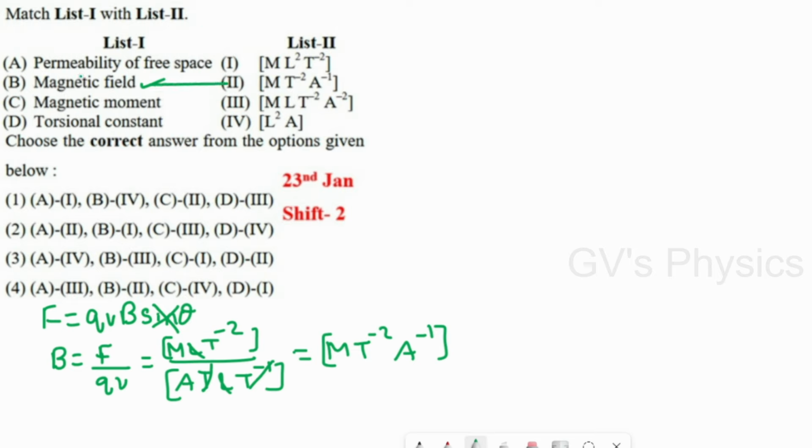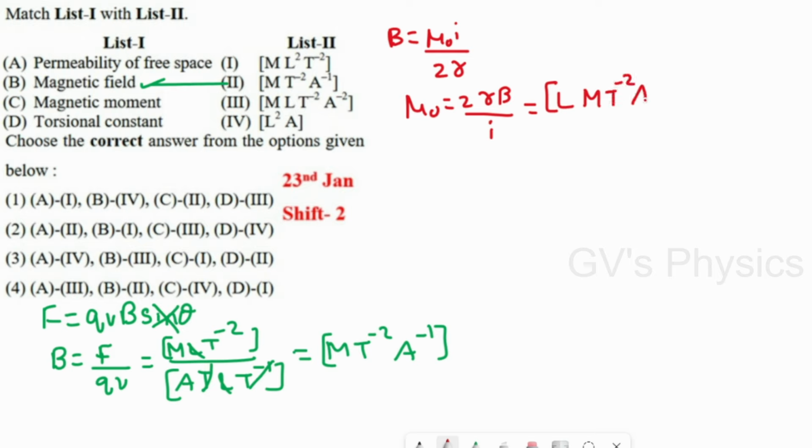Next we have to find permeability of free space. For that, I'm going to take the formula B is equal to mu naught I by 2R, that is the magnetic field for a circular coil at the center. Here we have to find mu naught. So mu naught is equal to 2RB by I. We can neglect the constant 2. In the place of radius, length L, and magnetic field M T power minus 2 A power minus 1.